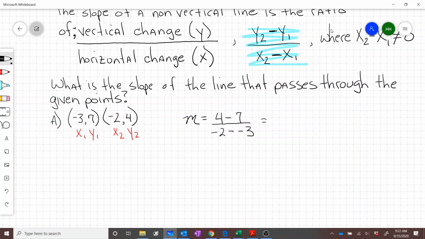Alright, so 4 minus 7 is negative 3. Negative 2 minus negative 3, you can type it into your calculator, or I don't know if you guys learned keep, change, change when you're subtracting a negative. So keep the first value the same, and we change the subtraction and the negative. So negative 2 plus 3 would be positive 1. And negative 3 divided by 1 is negative 3. So the slope of this line is negative 3.